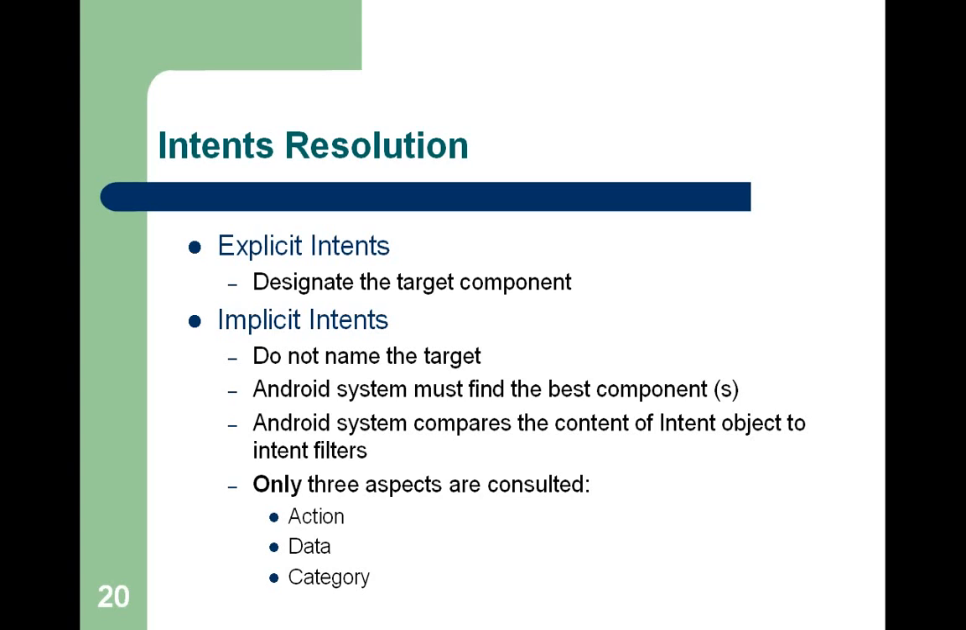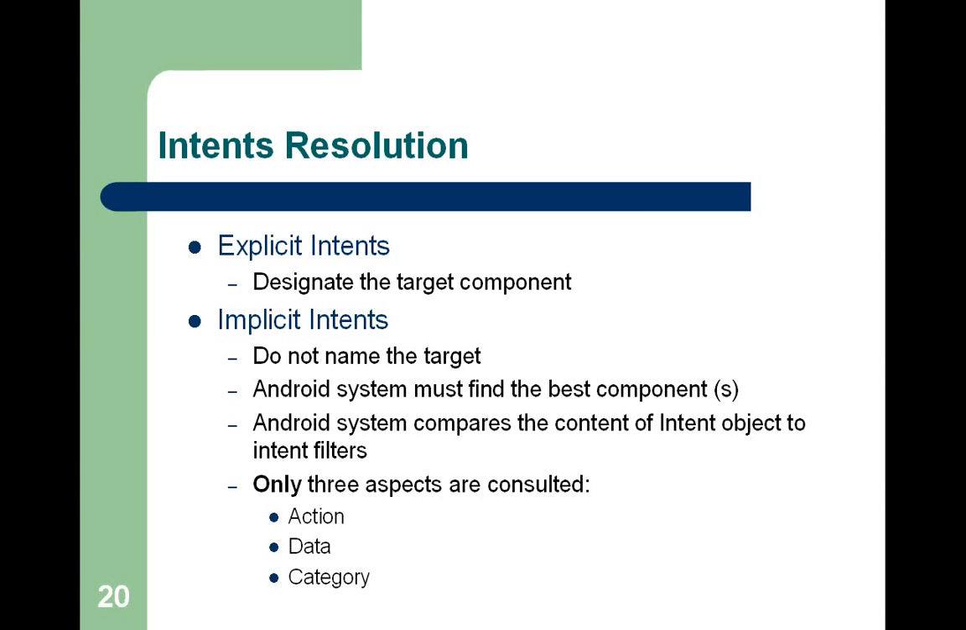But in case of implicit intents, we do not name the target, and Android system must find the best component or a number of components. In case Android system finds more than one component, then Android system may give this option to the end user by listing all the components and let the user choose and decide which component he or she would like to launch. So how does Android system resolve that?